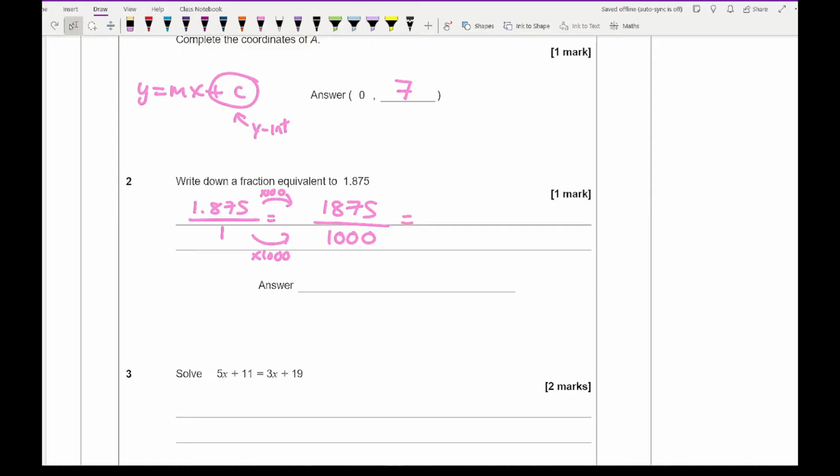And then you potentially want to write that fraction. Because the question doesn't say give the fraction in its simplest form, I could either leave the answer as 1875 over 1000, or I could write a simplified version, which with it being on the calculator, simplifies to give me 15 over 8. So either of those two equivalent fractions would be fine for that one single mark.